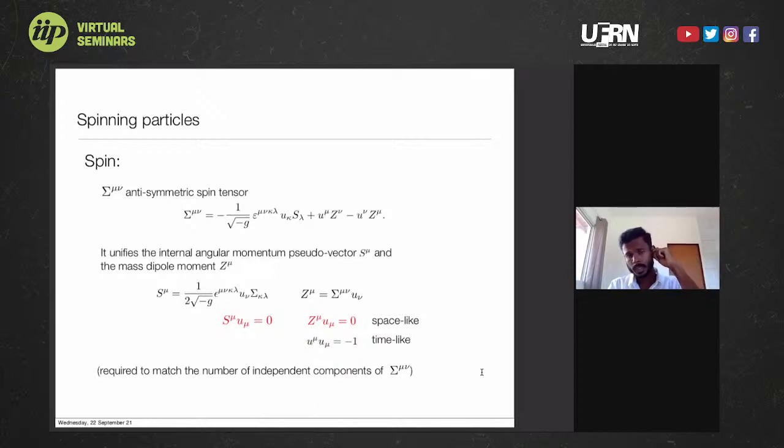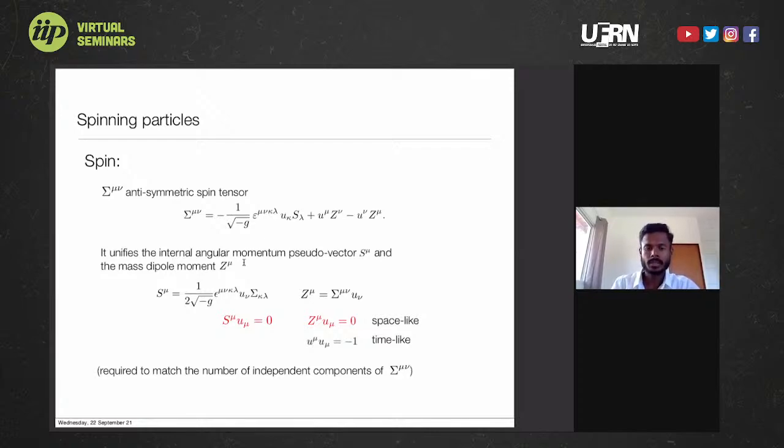Now, in the case of spinning particles, the spin is described with a real antisymmetric spin tensor field, as given here, where sigma has six components. Three of them are magnetic-type dipole moments, which in this case is nothing but the internal angular momentum S mu, and it's a pseudo vector.